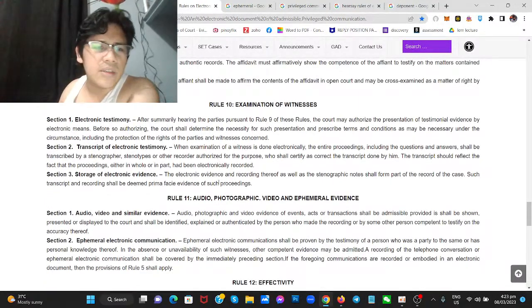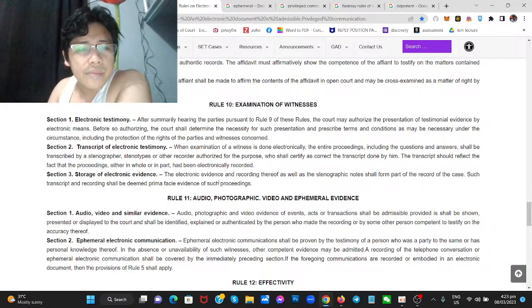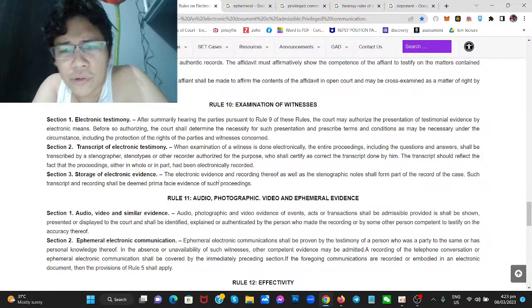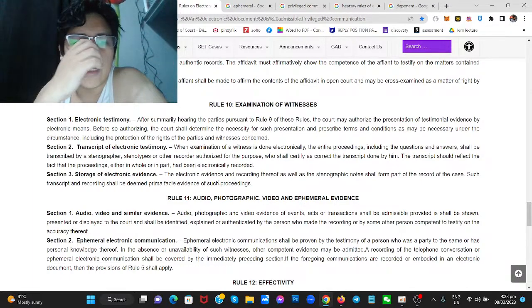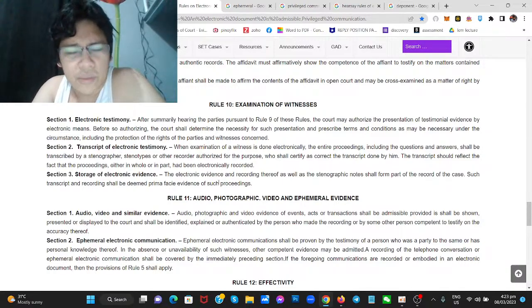Rule 10, examination of witness in an electronic testimony. After summarily hearing the parties pursuant to Rule 9 of these rules, the court may authorize the presentation of testimonial evidence by electronic means or by video call. Before so authorizing, the court shall determine the necessity for such presentation and prescribe terms and conditions as may be necessary.